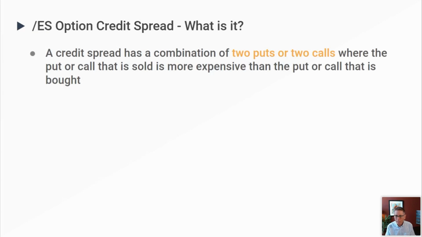What is the ES options credit spread? It is a credit spread of 2 puts and 2 calls. They're verticals, just like SPX. This is a credit spread, so the call that is sold is more expensive than the call that is bought. So you enter with a credit into your account when you put on this trade.